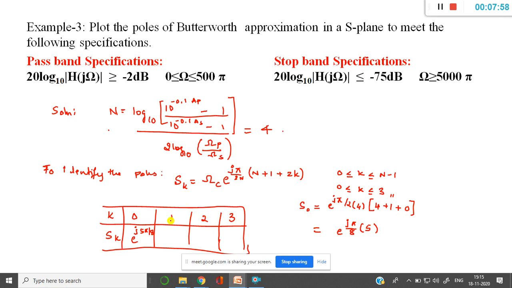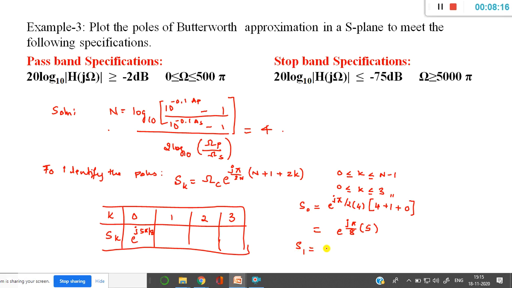Similarly, find the value of the pole at k equal to 1, s1. Quickly give me the answers for s1, s2 and s3.